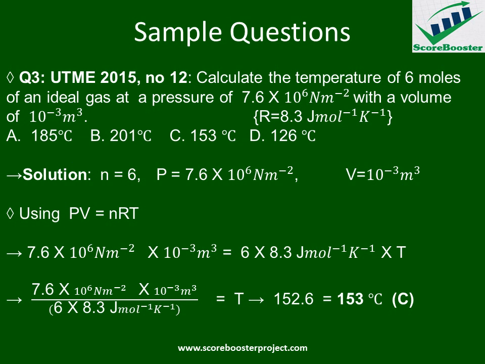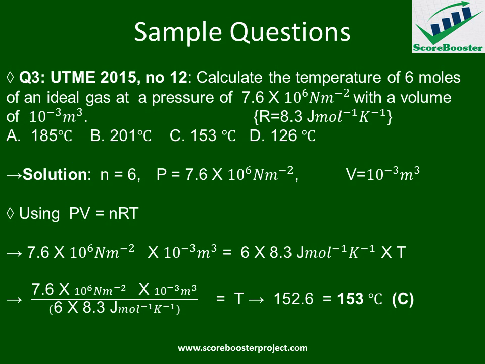I repeat, calculate the temperature of 6 mole of an ideal gas at a pressure of 7.6 times 10 raised to power 6 Newton per meter square with a volume of 10 raised to power minus 3 meter cube. Then we are given in brackets gas constant R equals 8.3 joule per mole per Kelvin.